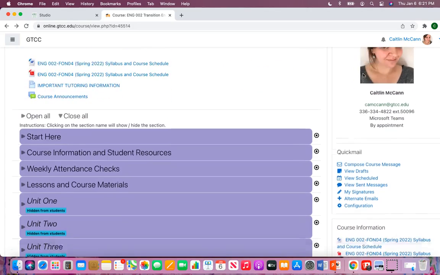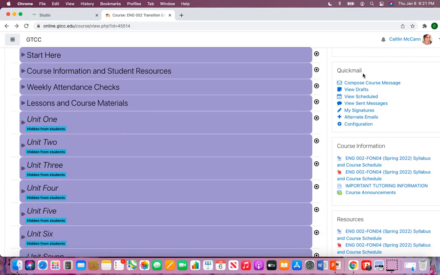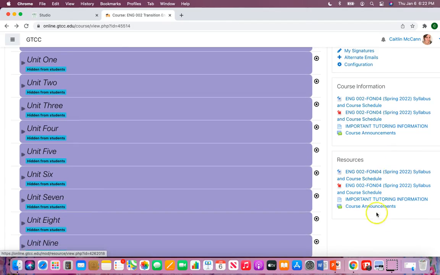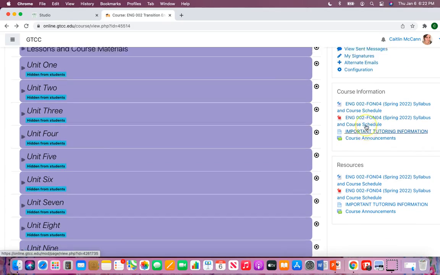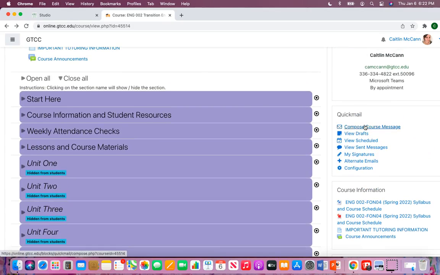And then just continuing down the right-hand side of the screen, we have these blocks like quick mail, course information, resources. This is just a quick way to access the information that's underneath these larger headers on the left side of the screen.